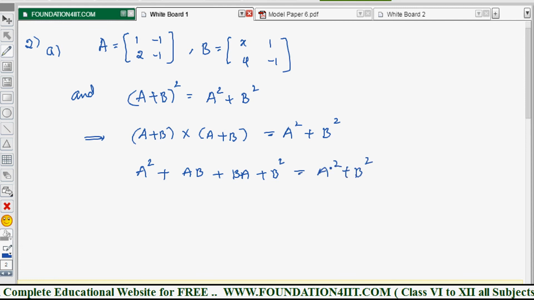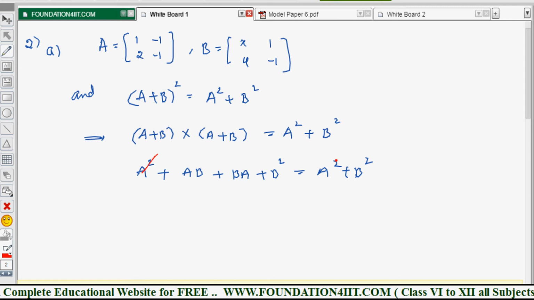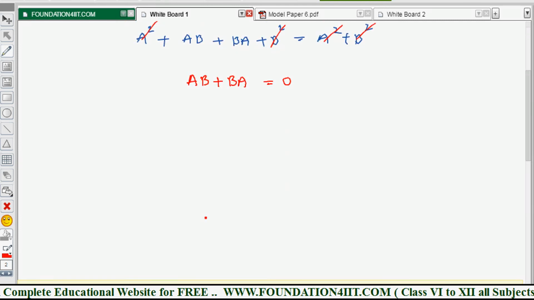This time we multiplied and simplified the left side. Now after cancellations of similar terms on both sides, A² cancels, B² and B² cancel. So remaining is AB + BA. Here AB and BA are not the same because it's matrices. A into B matrix plus B into A matrix is equal to 0. This is the null matrix, with four zeros. Now to substitute, AB we will find out, BA we will find out separately. Now we'll take the AB matrix first.